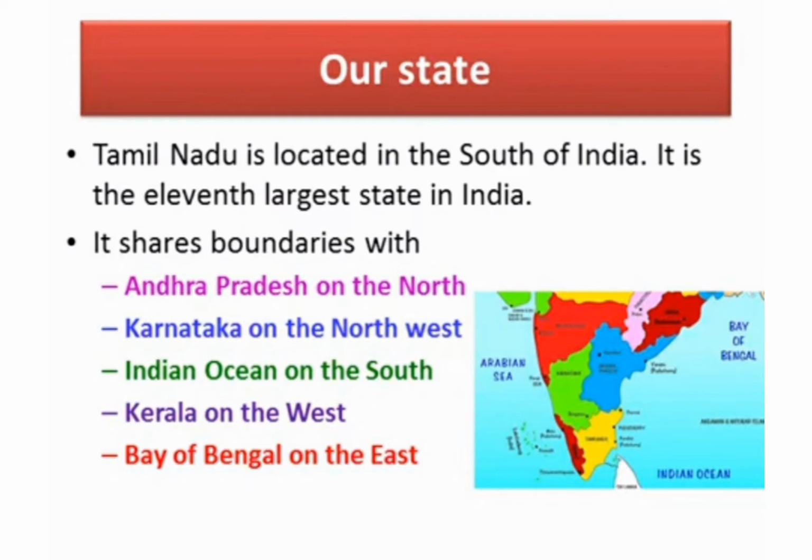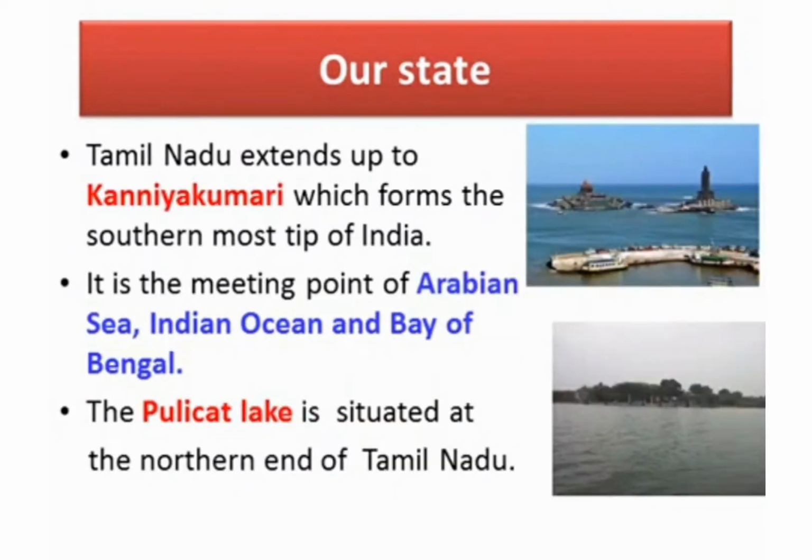Tamil Nadu extends up to Kanyakumari, which forms the southernmost tip of India. Which is the southernmost tip of India? Kanyakumari is the southernmost tip of India. It is a meeting point of Arabian Sea, Indian Ocean and Bay of Bengal.